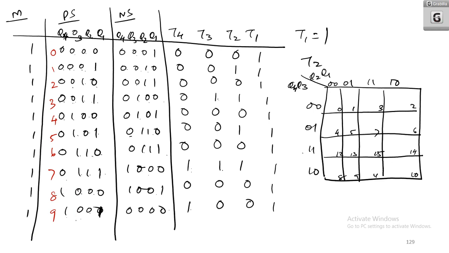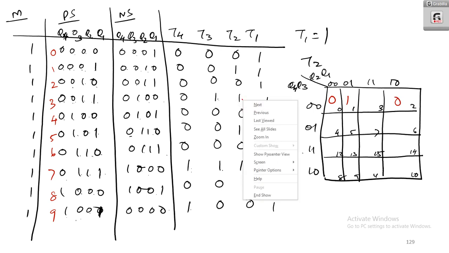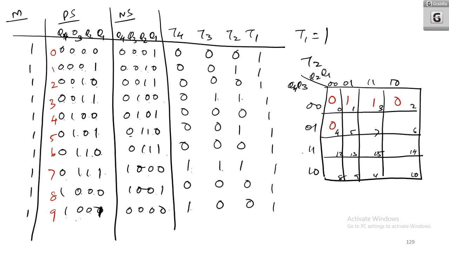For 0 it is 0, for 1 it is 1, 2 it is 0, 3 it is 1, 4 it is 0, 5 it is 1, 6 it is 0, 7 it is 1, and 8 and 9 it is 0, and all others are don't care. I am taking them as don't care.